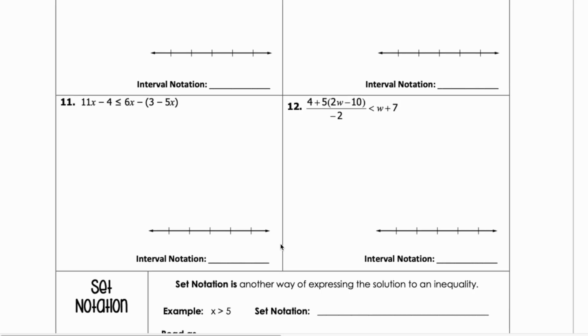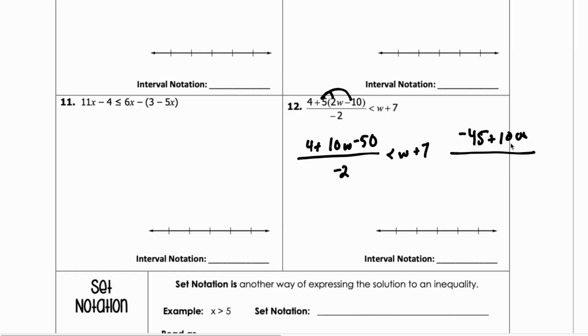Let's do number 12. Okay, this one's a little bit more involved. So first thing first is we need to distribute. So now I have 10w minus 50 and bring down everything else. I'm going to combine my like terms. So this is going to be negative 46 plus 10w, all divided by 2 is less than w plus 7.